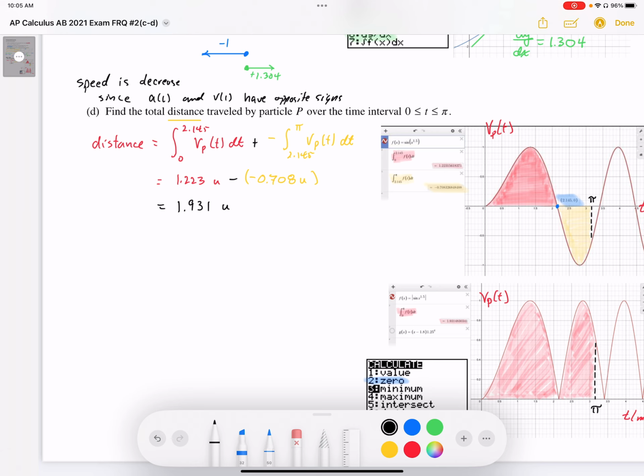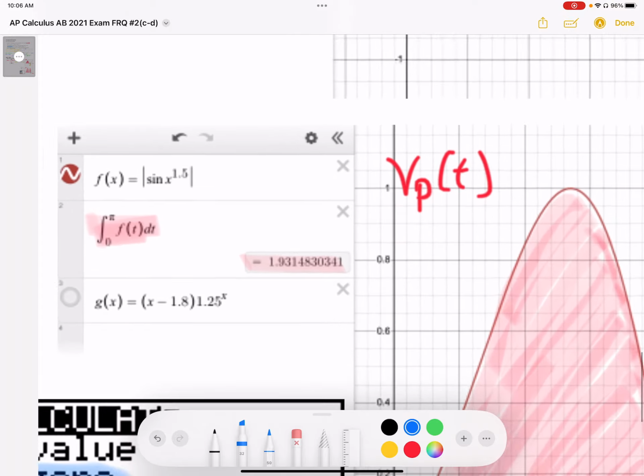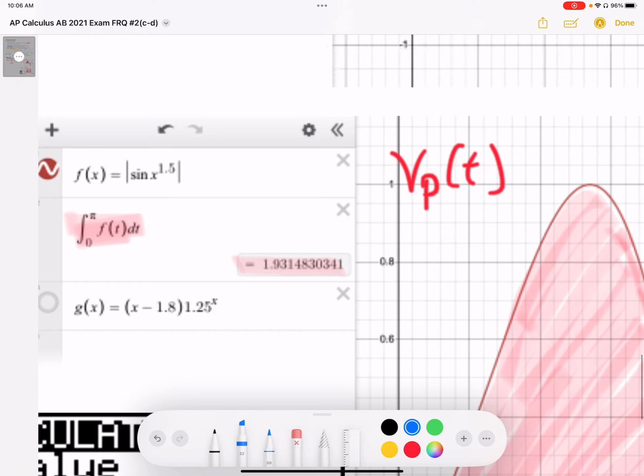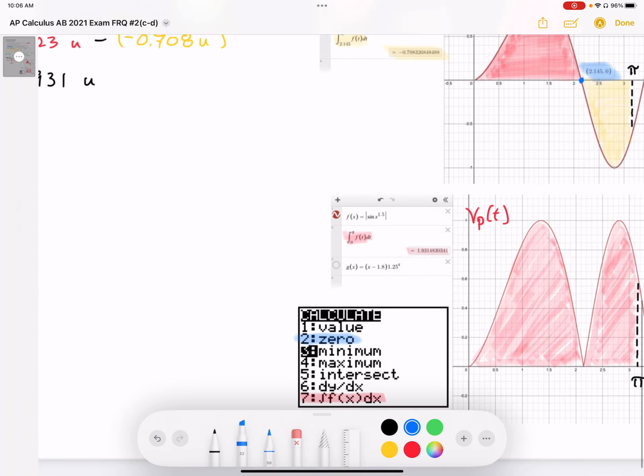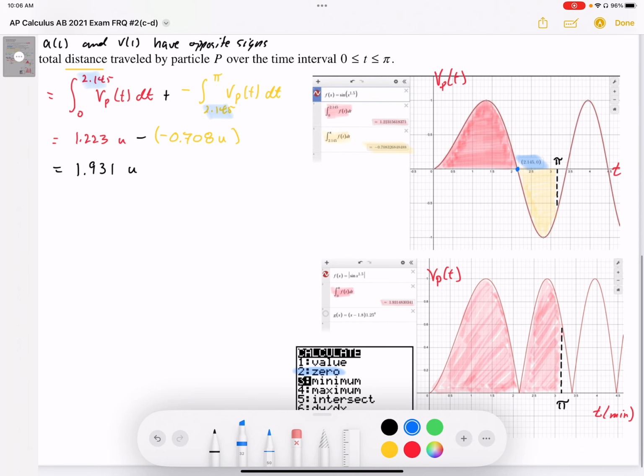Okay, to do that, we do need to find the intersection point so we can split up that integral at 2.145. Now, there is a shortcut for this, and we can graph this with the absolute value, and then we can integrate all the way through from 0 to pi, and when we do this, we get directly the area of 1.931. Okay, and that will give us the same answer, but it's slightly more efficient because we don't have to split up the integral. In fact, we don't have to solve for that point at which it goes from above to below the x-axis.